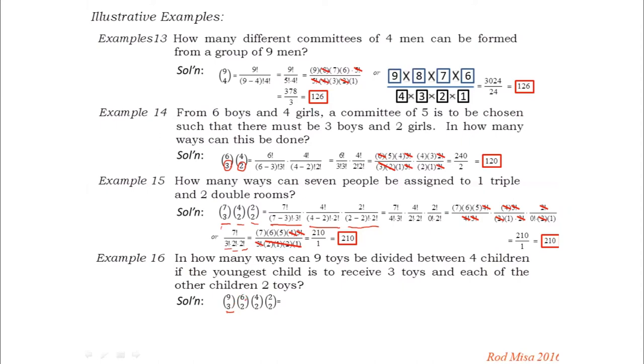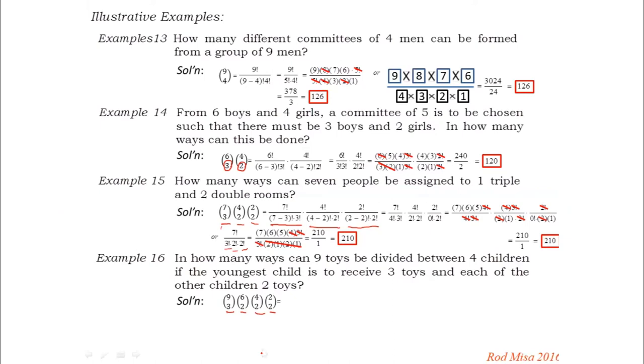And out of the 6 toys, you can choose 2 toys to be given to the next child here. And after giving the 2 toys, there will be 4 remaining toys. So choosing 2 out of the 4 toys is given by this combination here. And lastly, you have a remaining of 2 toys that will be given to the last child.